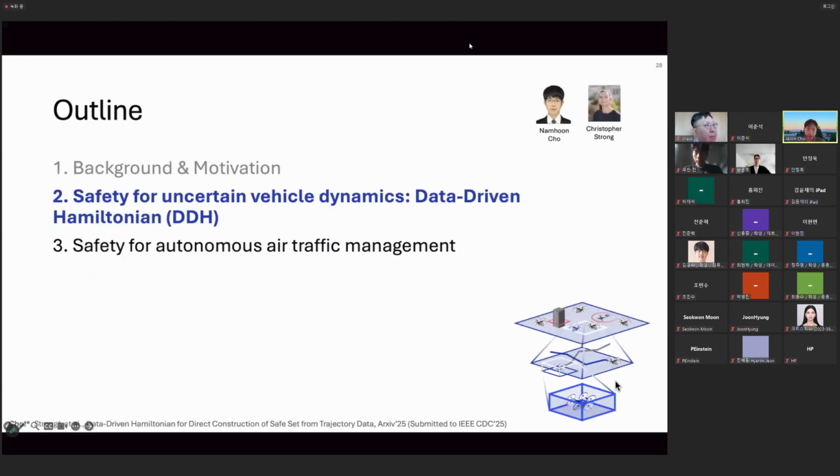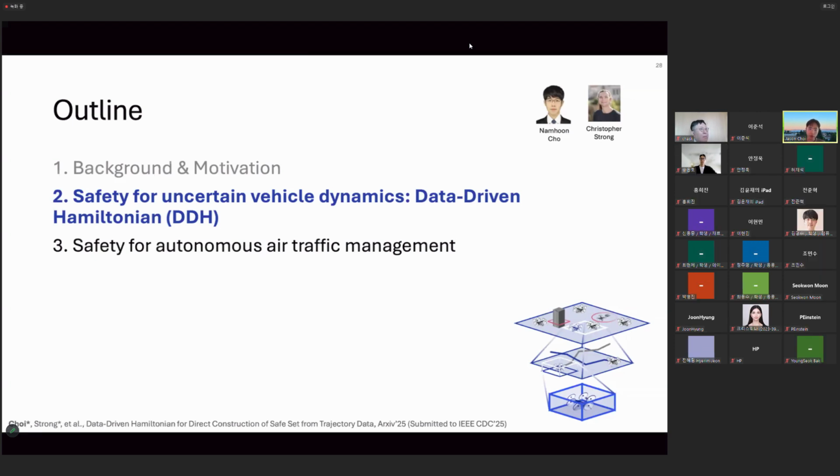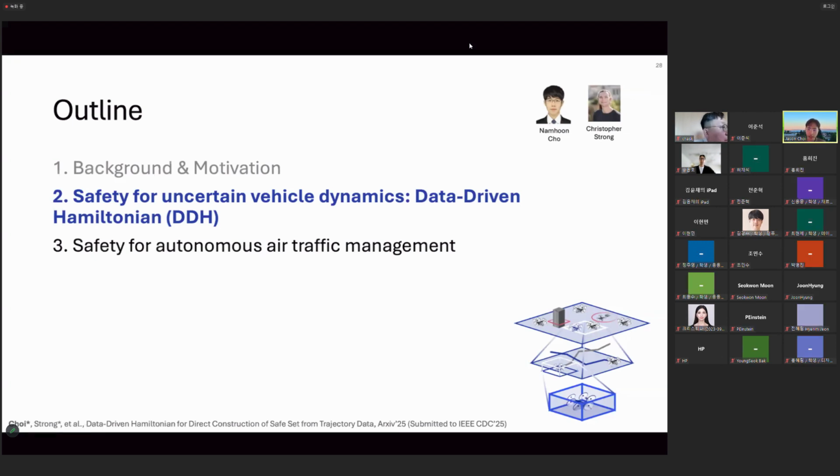So that leads to the first research component, the so-called data-driven Hamiltonian framework that we recently submitted to CDC and published on arXiv. This is in collaboration with Chris Strong and Naman Cho. Chris is a PhD student in our group at UC Berkeley, and Naman Cho is a professor at Cranfield University in the UK.